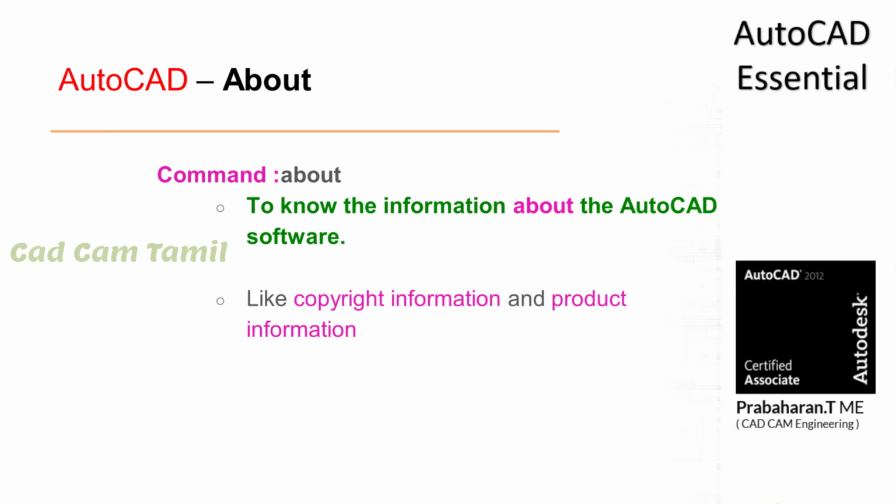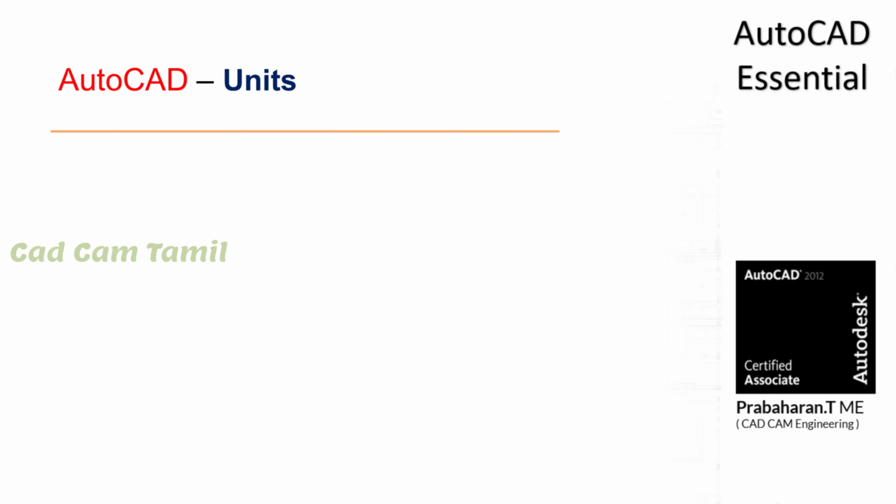Okay. This is going to be the very first command in our AutoCAD, called about. We already saw this command in the last session. This is just information about the AutoCAD program, the copyright information and the product information we have seen last session. Okay. Next very important command is units.